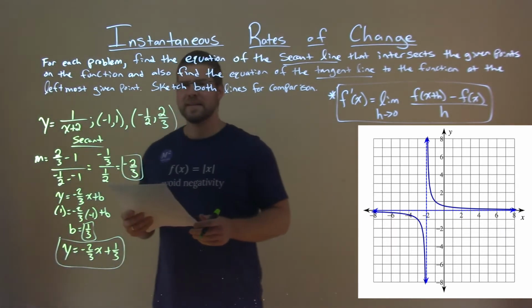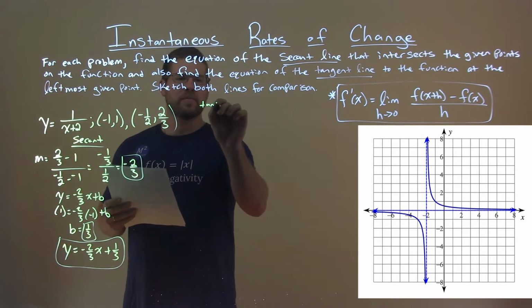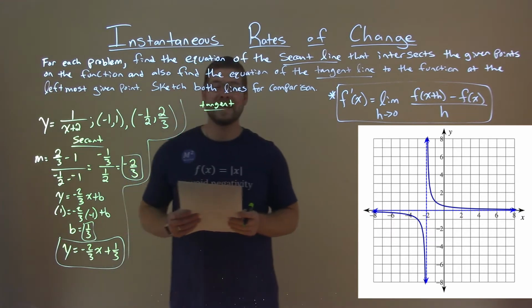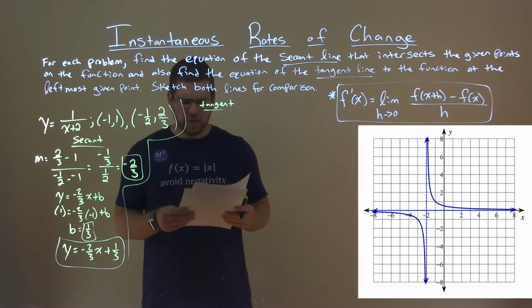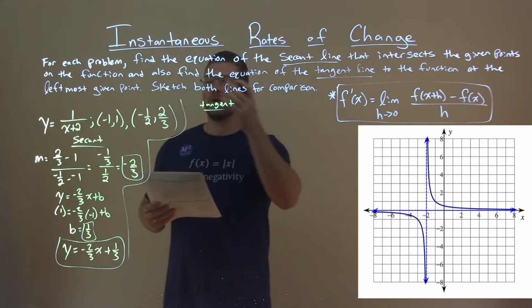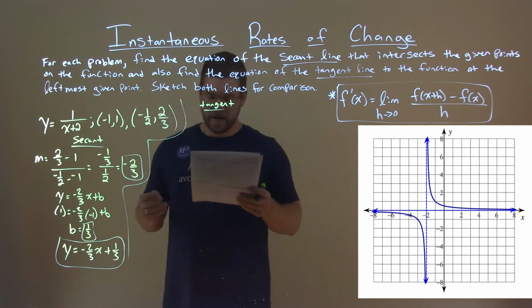Now let's go find the tangent line. This one's more difficult, okay? Because we're going to use our definition of a derivative here for that. And the first thing I want to do is find the derivative of our function using the definition of the derivative.